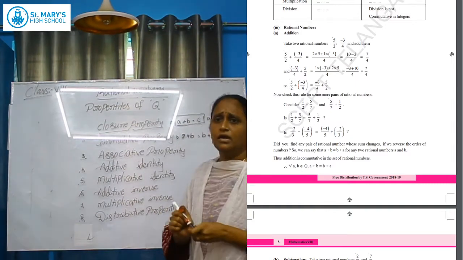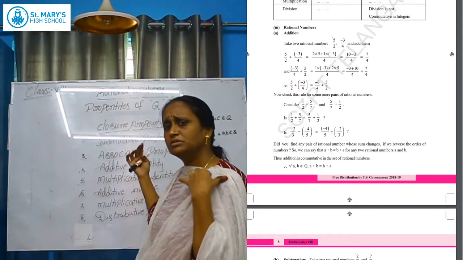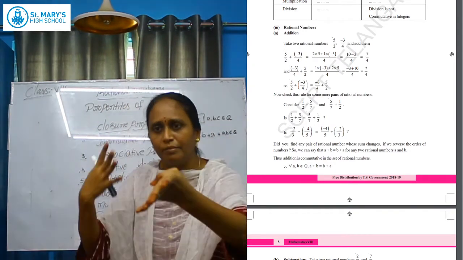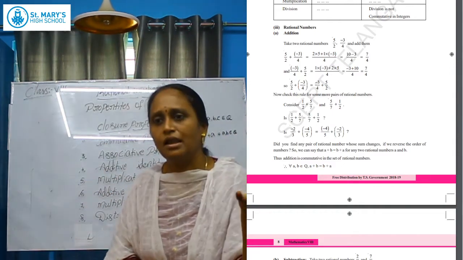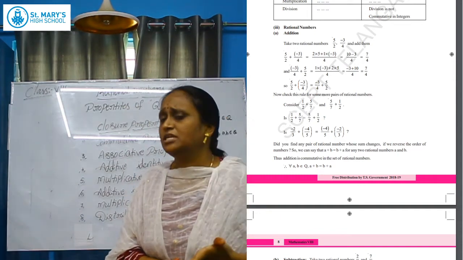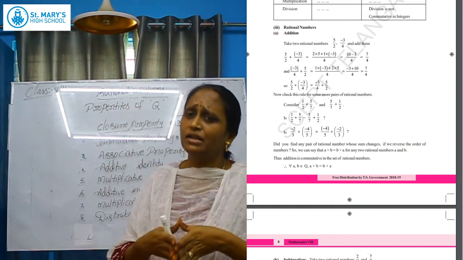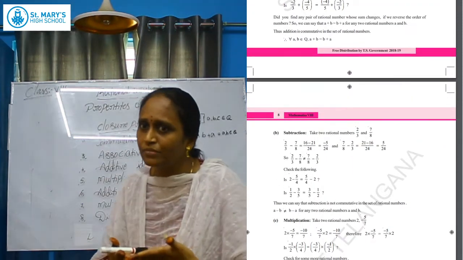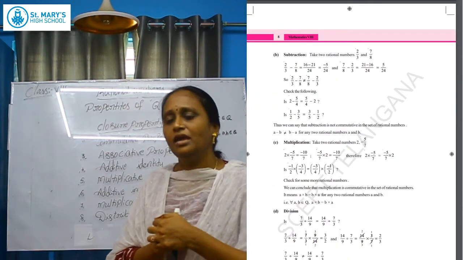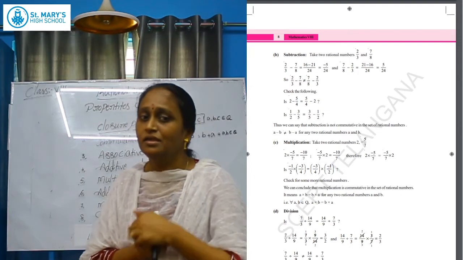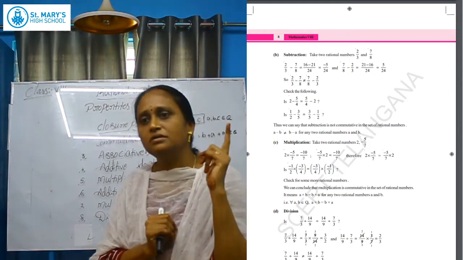So in the first closure property we discussed the four fundamental operations. Now is the commutative property possible for the four fundamental operations? In previous years also we discussed for natural numbers, whole numbers and integers. Is it possible for subtraction? Do you remember anyone? Can anyone say? Is commutative property possible for subtraction in integers? Yes, no. The commutative property is not possible under subtraction.